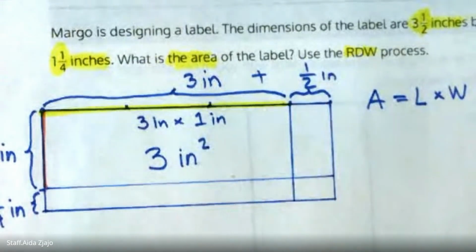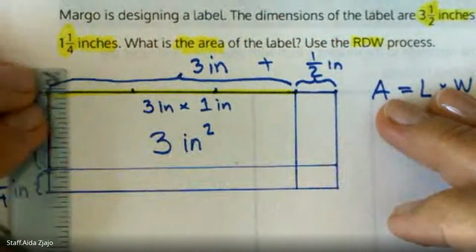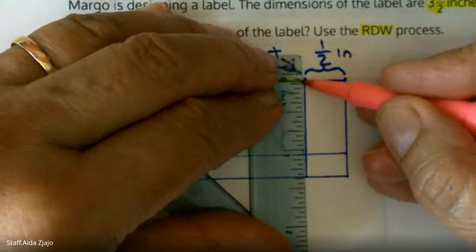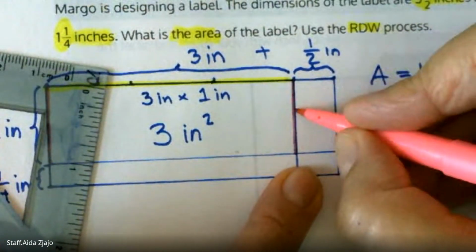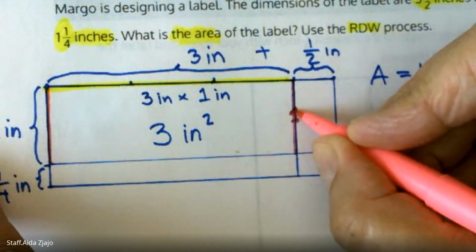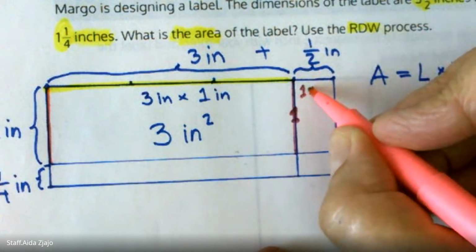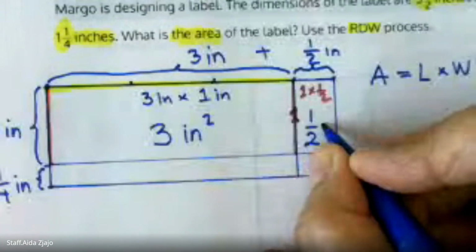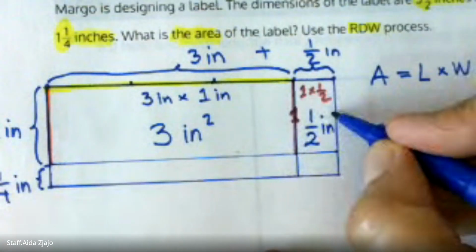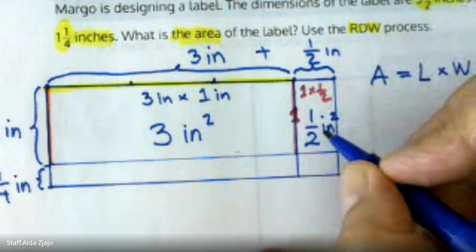Now knowing that this is 1, my parallel lines, you have to see that, and this is also 1. So I am doing this area now right here. This is 1 times 1/2. So 1 times 1/2 is 1/2 inch squared, because I still multiply inch by inch and I get inch squared.